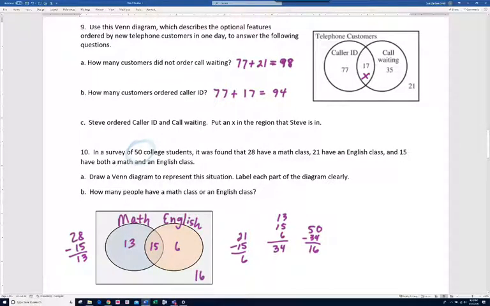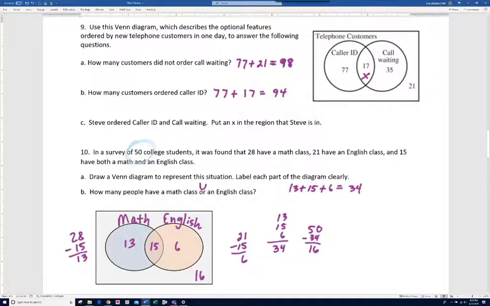Now remember, with or, we're looking at the people that are in the math circle and/or the English circle, or both. So basically, I use the word combine. We're going to combine the two circles together, so everybody in the two circles gets counted. So again, or is treated like union. It'll be 13 plus 15 plus 6, which is 34.